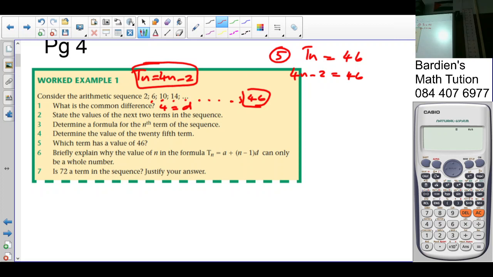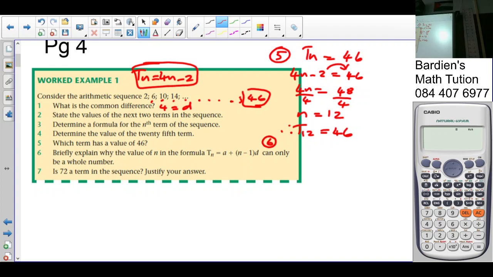I'm going to solve for n here. Take the 2 over. Gives you 4n equals 48. Divide by 4 both sides. n is equal to 12. So therefore the 12th term of the sequence is 46. So that means to say if I extend this pattern, then you'll see the 12th term of this pattern would be equal to 46. Does it make sense? Yeah?